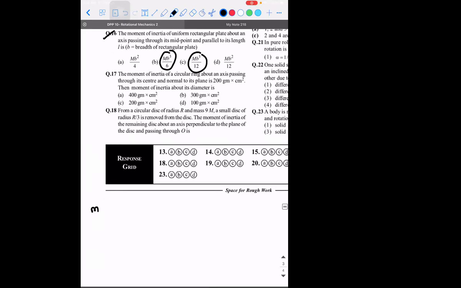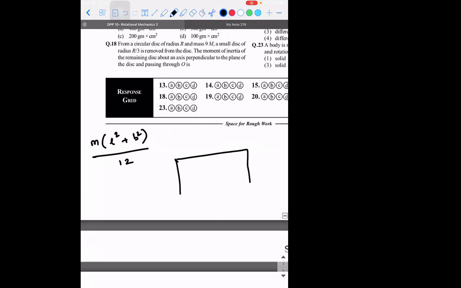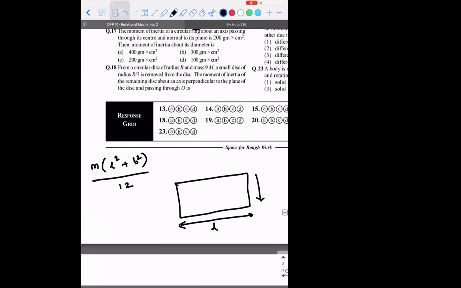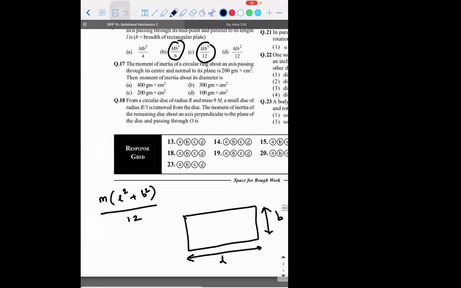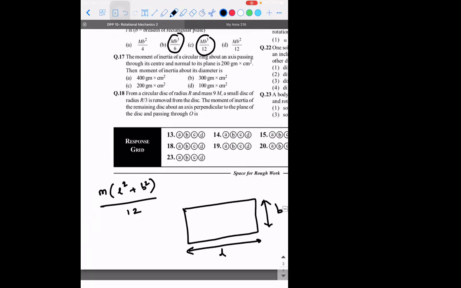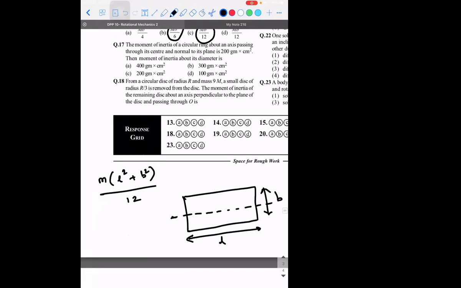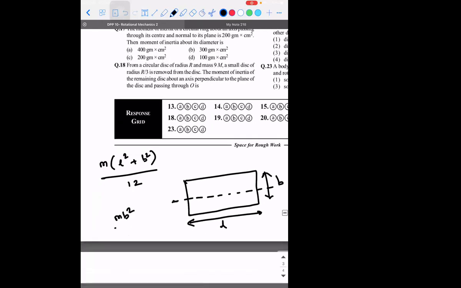Generally, the moment of inertia of a rectangular plate about an axis passing through the center and perpendicular to the plane is m into L square plus B square, the whole divided by 12. So here what are they saying? If you take this as length L and breadth B, the moment of inertia of a uniform rectangular plate about an axis passing through its midpoint and parallel to its length. So if you take it like this, then what will be the answer? It is mb square by 12.